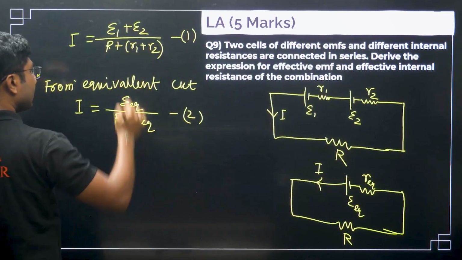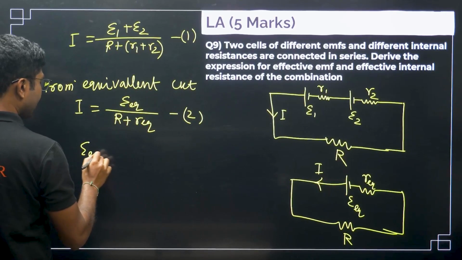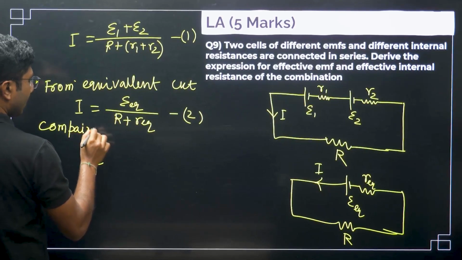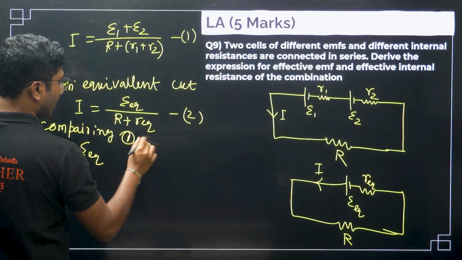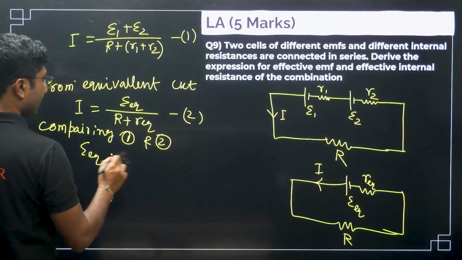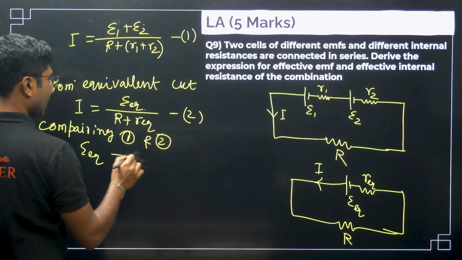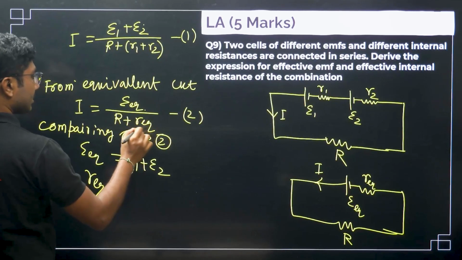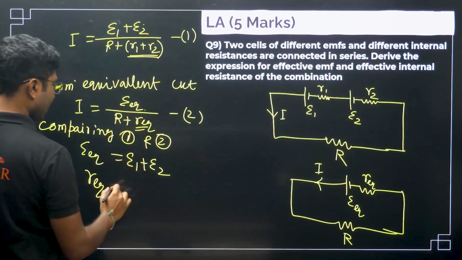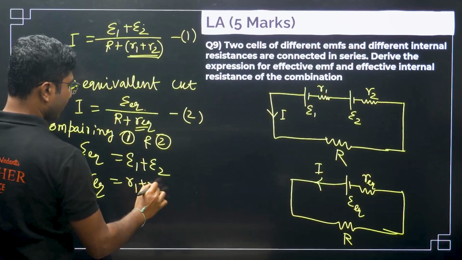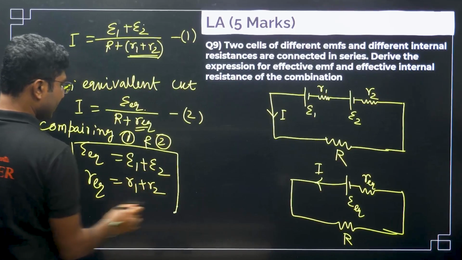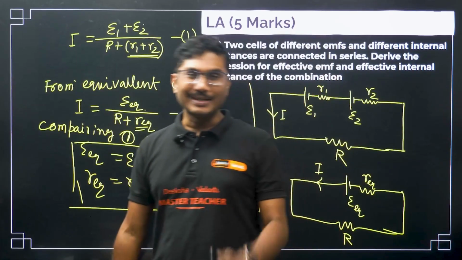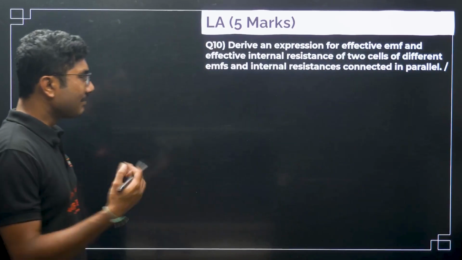Now if you compare these two, comparing 1 and 2, epsilon equivalent is basically the same thing, epsilon 1 plus epsilon 2, and R equivalent must be equal to R1 plus R2. As simple as that, very easy derivation, 5 marks guaranteed if you just learn this. This derivation is easy. The next one is slightly tricky.